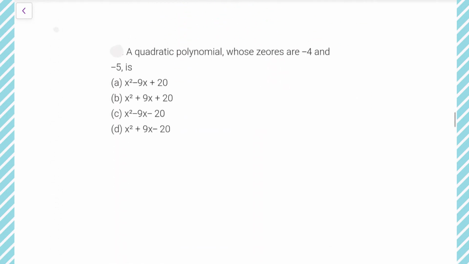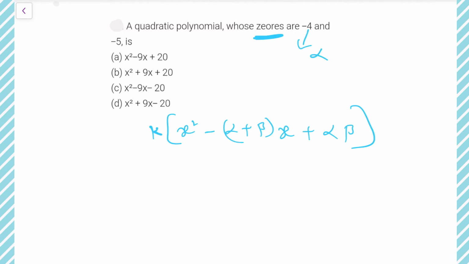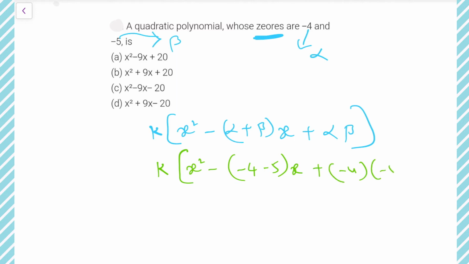Next, a quadratic polynomial whose zeros are minus 4 and minus 5. So substituting in the formula, k into x square minus alpha plus beta into x plus alpha beta. Here only zeros are given, so this will become alpha and this will become beta, whereas in the previous question it was given as sum of the zeros and product of the zeros. So k times x square minus alpha is minus 4 and beta is minus 5 times x plus alpha is minus 4 into beta is minus 5.